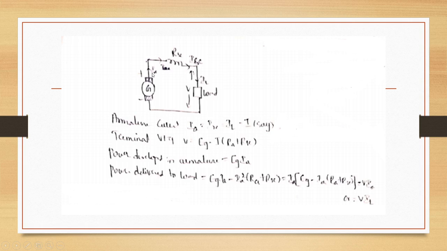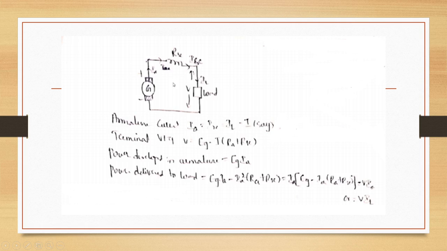So Ia is the armature current, Isc is the series field current, the current flowing in this winding is Isc, and IL is the load current. So armature current Ia is equal to Isc is equal to IL here. Let us say it has some current I.